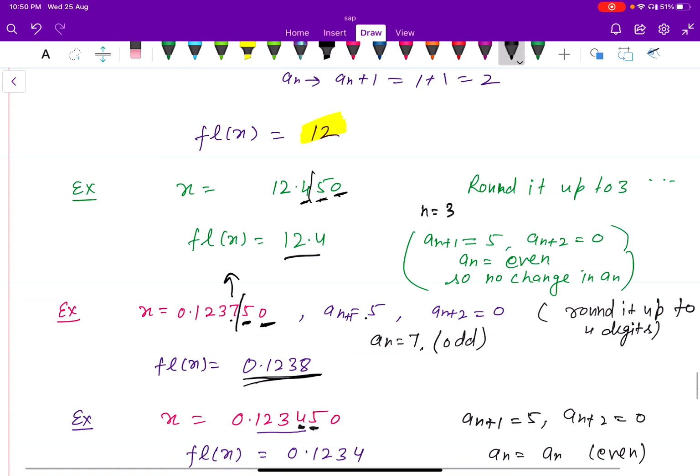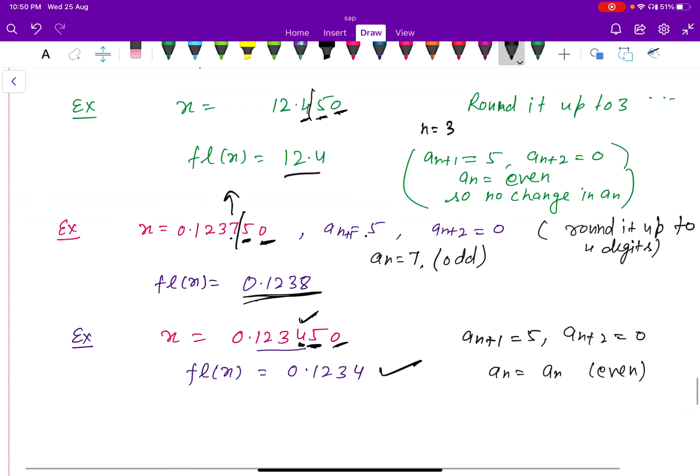Next is 0.123450. The next element is 0. We'll take the previous element 4. It is even, so no change. So 0.1234. Okay. So we are finishing it here.